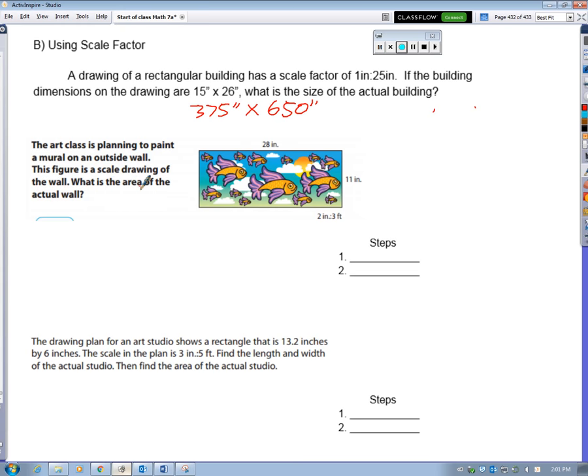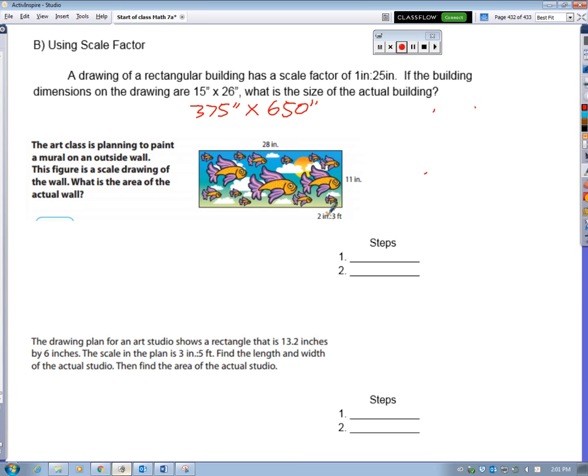What is the area of the actual wall? Okay, that's what we need to find out. Alright, take a look at this. Here is our scale. 2 inches of the drawing is equal to 3 feet of the actual wall itself. Okay, so every 2 inches of this drawing is going to be 3 feet of the actual wall. That is the scale factor we're using.